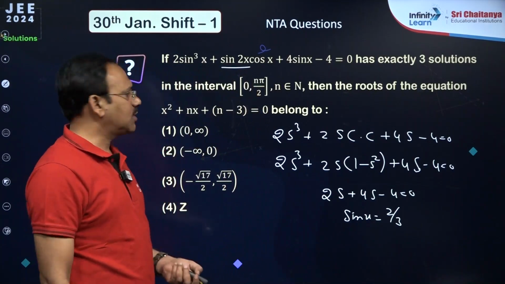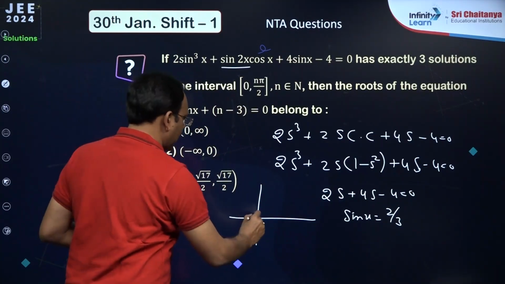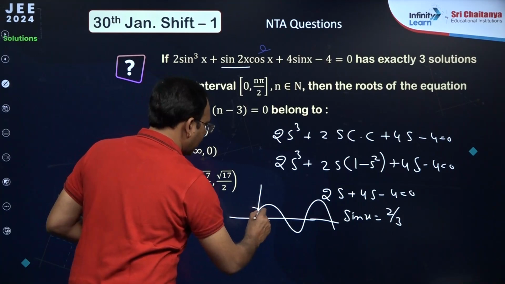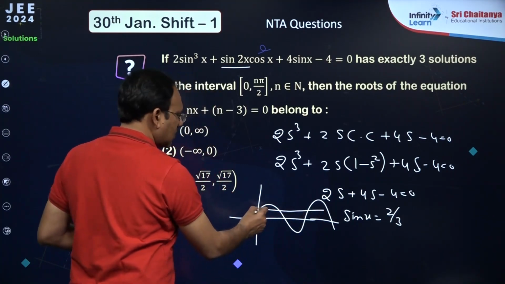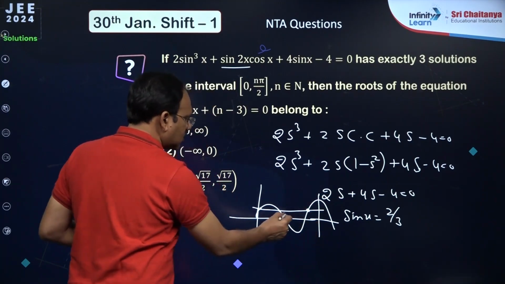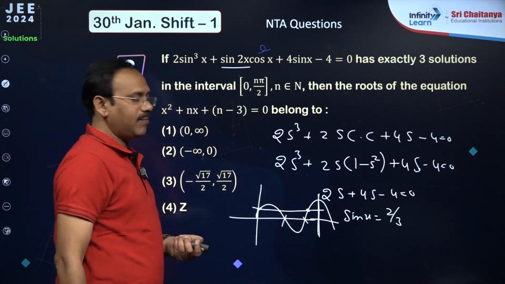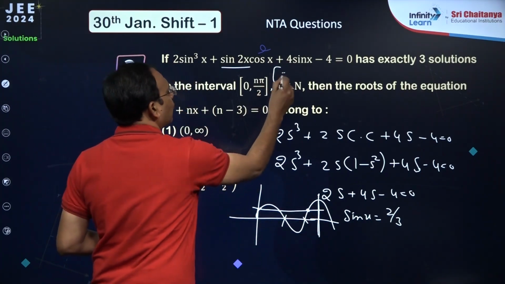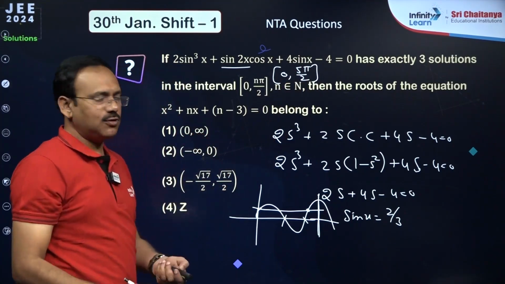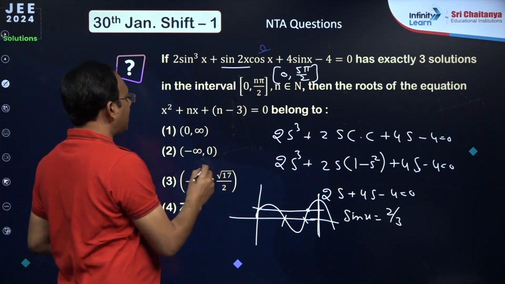for which some solution is possible. So, it must have exactly 3 solutions in 0 to n pi by 2. This is the graph of sine x. 2 by 3 will have 3 solutions, means up to here 2, third solution is here. So, this is pi, this is going to be 2 pi, plus pi by 2 is 5 pi by 2. If you take 0 to 5 pi by 2, then only it will have exactly 3 solutions. If you go beyond that, you will get more solutions. So, n must be 5.